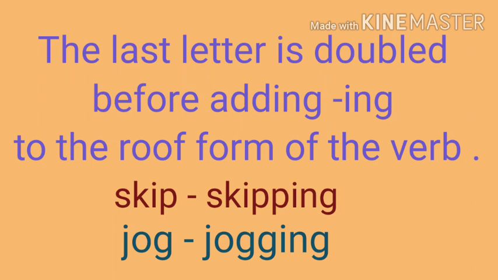Now let's see the second way to form the ing form of the verb. In case of some words, the last letter is doubled before adding ing to the root form of the verb. Example, skip. Before adding ing, we double the letter P. We get skipping, the ing form of the verb skip. The letter P gets doubled. Similarly, the verb jog becomes jogging. The letter G gets doubled.